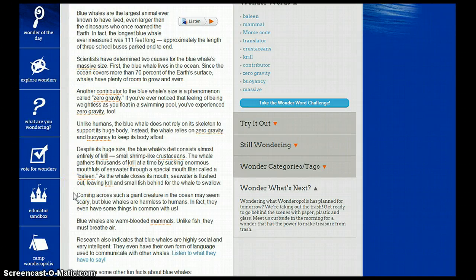Coming across such a giant creature in the ocean may seem scary, but blue whales are harmless to humans. In fact, they even have some things in common with us. What? Blue whales are warm-blooded mammals. Unlike fish, they must breathe air. Research also indicates that blue whales are highly social and very intelligent. Oh, obviously must be like us then. They even have their own form of language used to communicate with other whales.